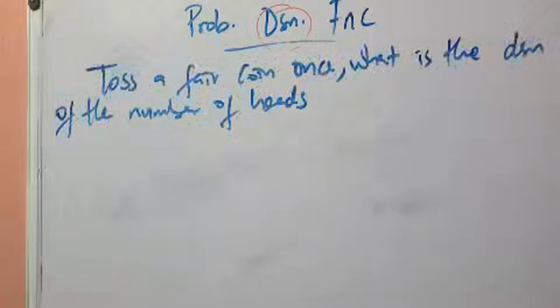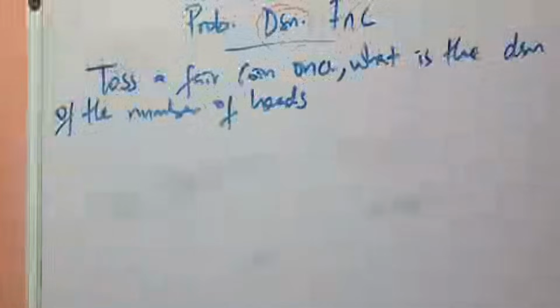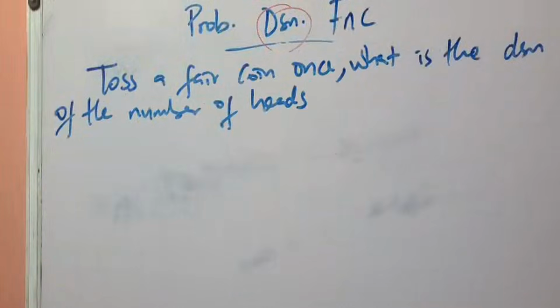Now, I want you to understand that nobody's going to tell you this is a Bernoulli or anything. You're just going to get a question like this: toss a fair coin once. Let me ask you guys, when you see a question like toss a fair coin once, what kind of distribution comes to your mind immediately? What distribution are we talking about?